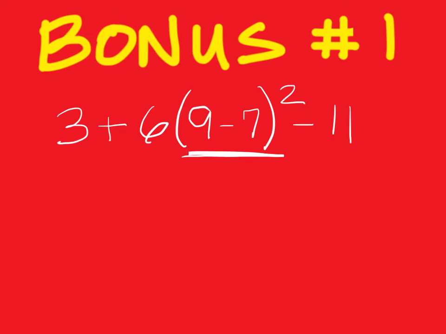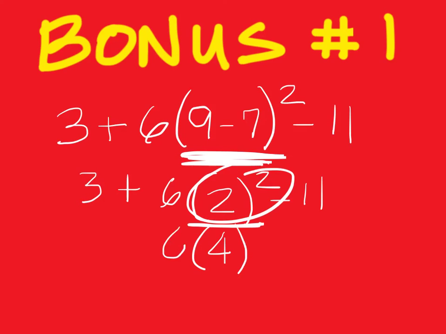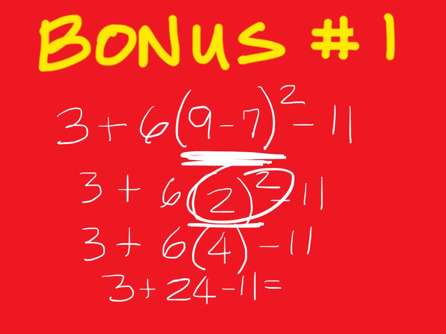On this problem, you have to do 9 minus 7 first, which is 2. So that 2 takes the place of 9 minus 7. Now 2 squared is next. Don't do 6 times 2 yet. 2 squared is 4. And you have to multiply that by 6 next. So 3 plus 24 is 27, minus 11 is 16.